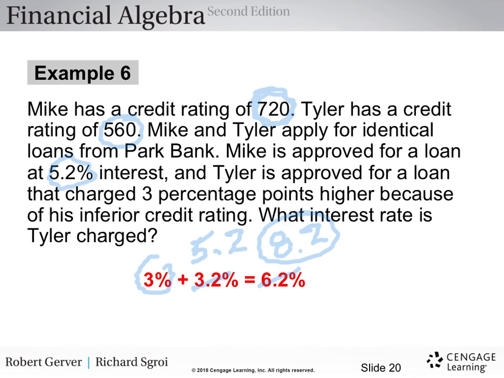So this is why a credit score or FICO score is important when you're borrowing money, because the higher the score, the more likely you can get a loan. Plus, if you can get a loan, it's more likely that the rate is going to be less than what it would be for somebody with a lower credit score.